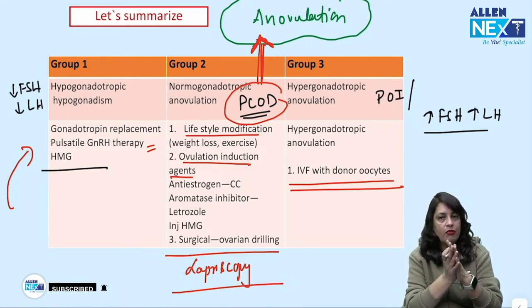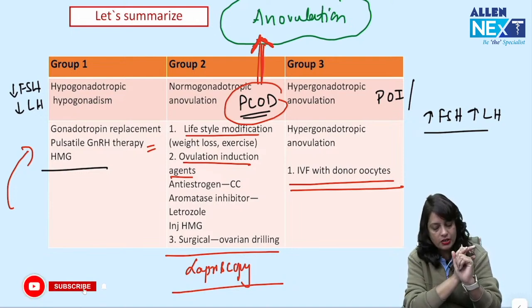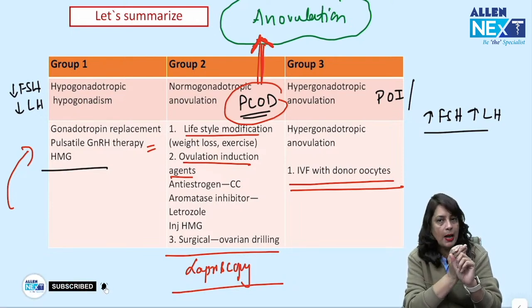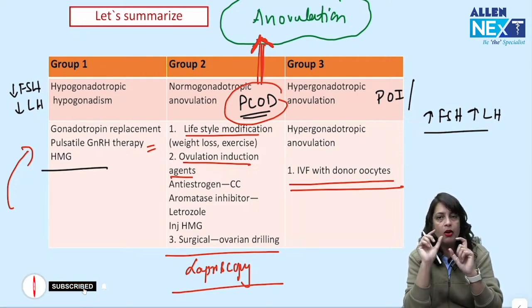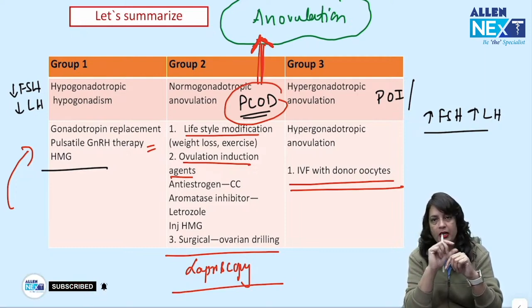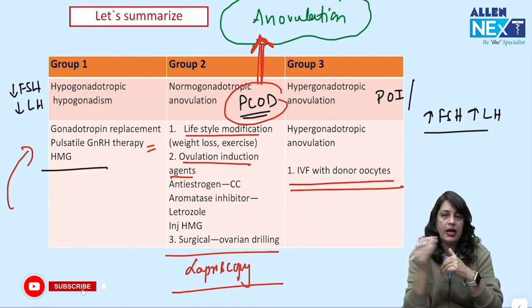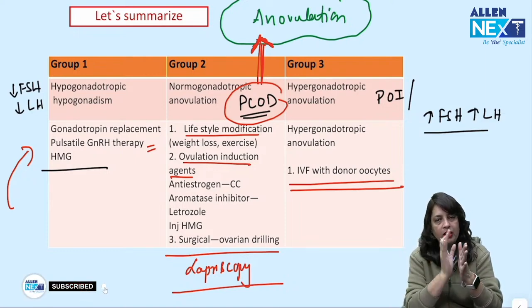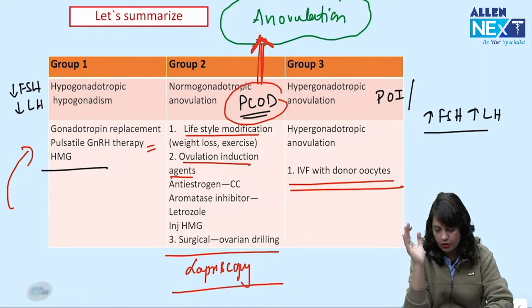It can be PCOD, where the treatment is lifestyle modification or ovulation induction agent. It can be hypogonadotropic hypogonadism, so that is pituitary or hypothalamic stimulation has to be done in a pulsatile manner. Third category is premature ovarian failure, where IVF using the donor oocytes has to be done.